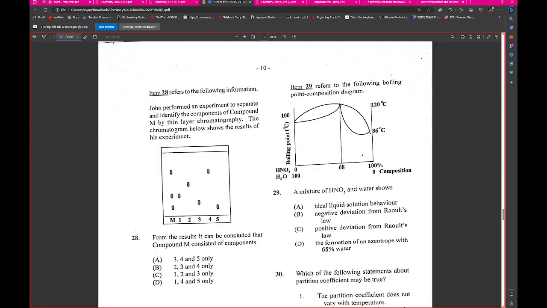John performed an experiment to separate and identify the components of a compound M with thin layer chromatography. The chromatogram below shows the results of the experiment. From the results, it can be concluded that compound M consists of components 1, 4, and 5. Wonderful. Right, so this is 1, and that's 5, so let's look down.